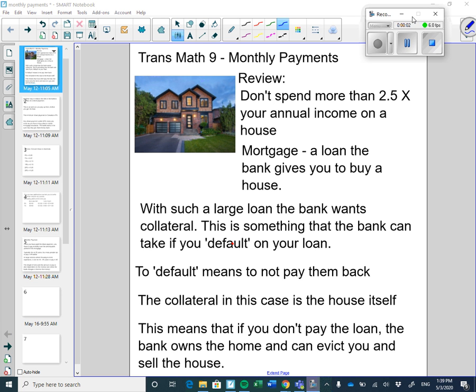Hi everybody, this is the latest lesson here in Trans Math 9. This is finding monthly payments on a mortgage. So a little bit of a quick review here.